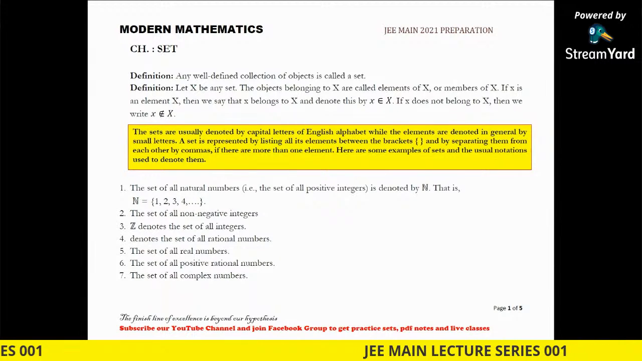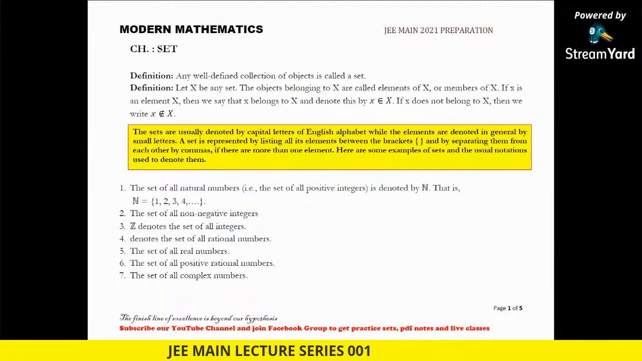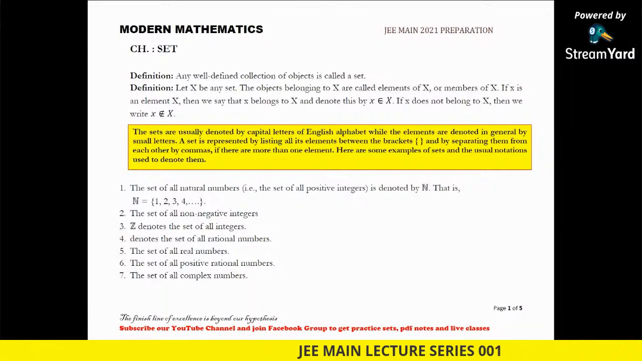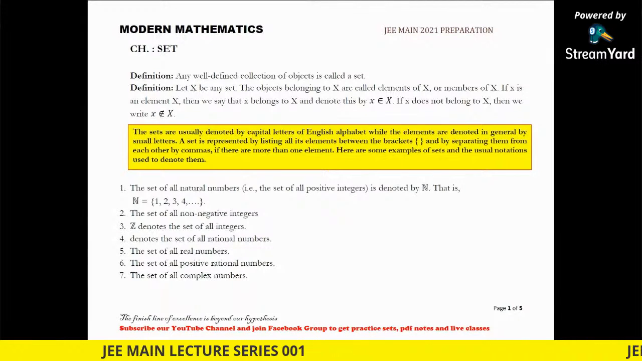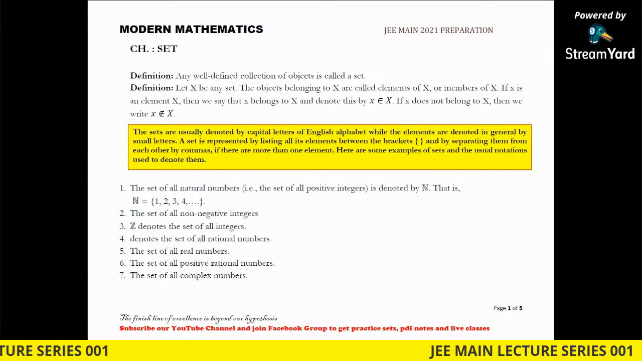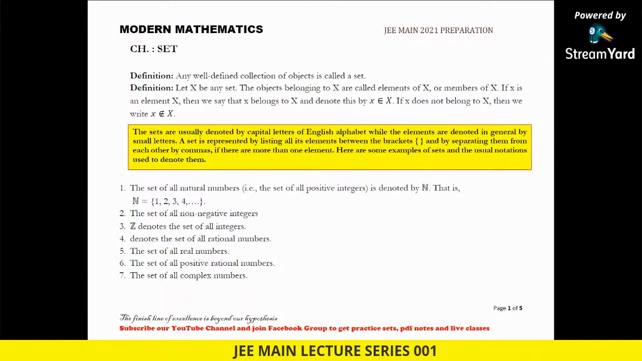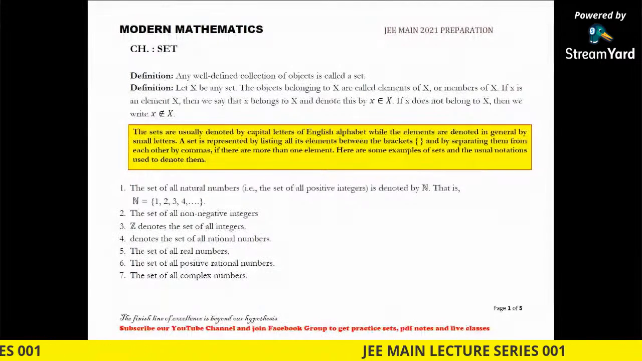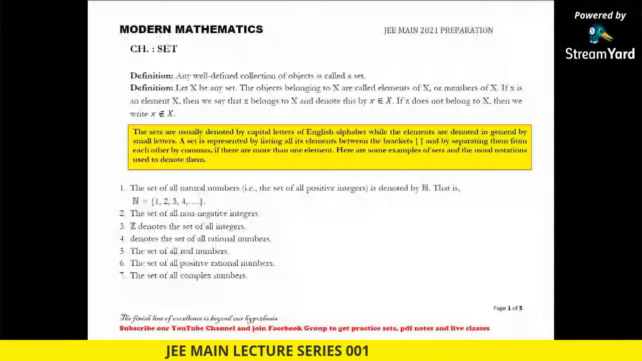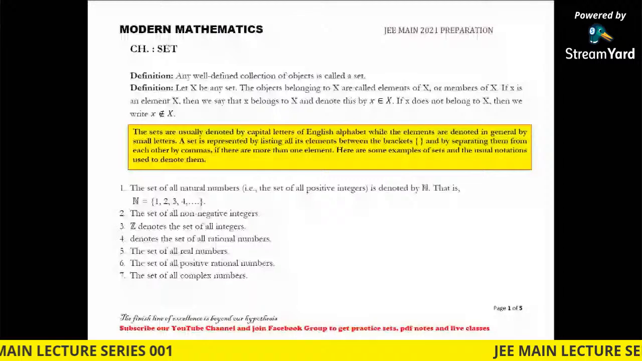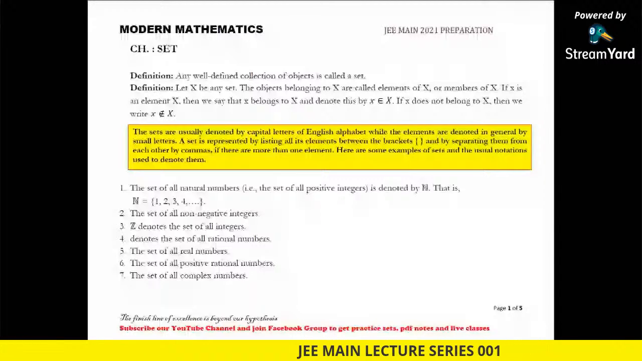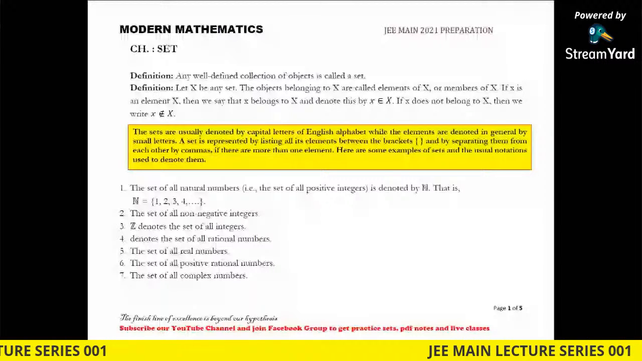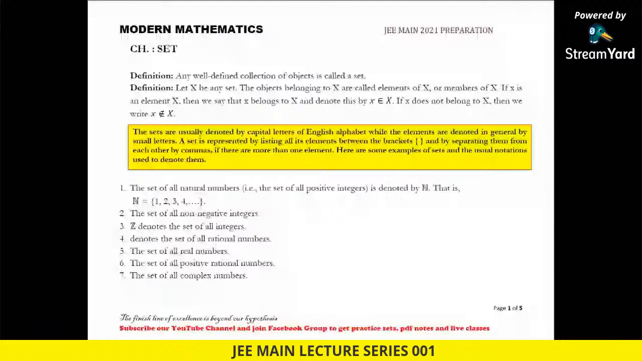What is a rational number? A rational number means p by q, where p is a positive integer and q is a non-zero integer. These are denoted by capital Q, or bold Q. And the set of all real numbers includes positive integers, negative integers, positive numbers, negative numbers, decimal numbers, rational, fractional, irrational, and all types of numbers.